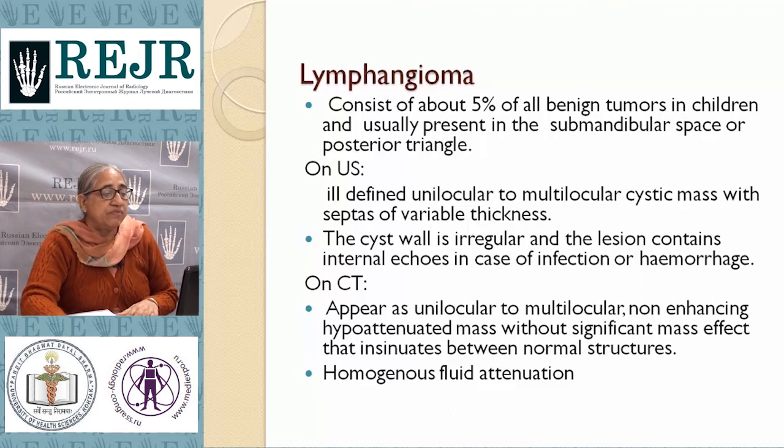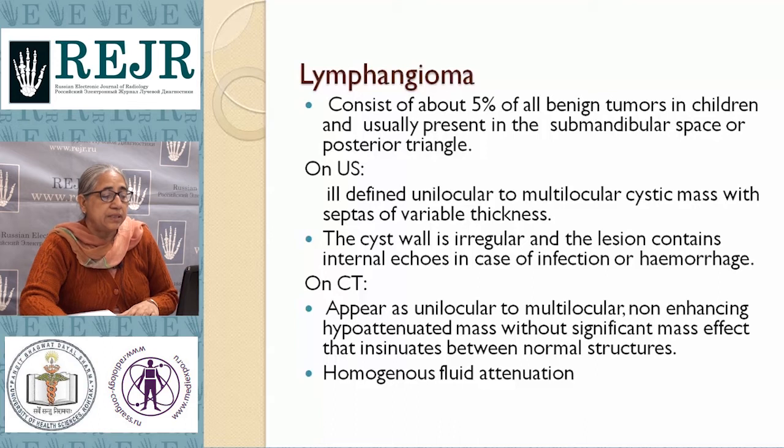Now we will come to lymphangioma. It accounts for about 5% of all benign tumors in children and usually presents in the submandibular space or posterior triangle. On ultrasound, they are seen as ill-defined unilocular to multilocular cystic masses with septae of variable thickness. The cyst wall is irregular and the lesion contains internal echoes in case of infection or hemorrhage.